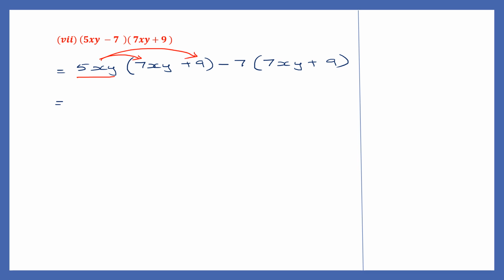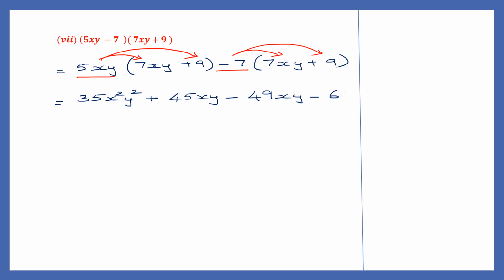So 5xy into 7xy. 5 7s are 35. x into x is x square. y into y is y square. Plus 5xy into 9. First multiply the numbers. 5 9s are 45. Then you write xy. Let's take the next one. Minus 7 into 7xy and then into plus 9. So let's do the first one. Minus 7 into 7xy, minus 7 7s are 49xy. Then minus 7 into plus 9, minus 7 9s are 63.